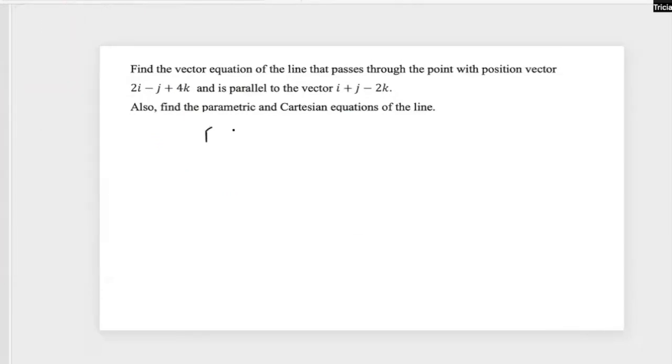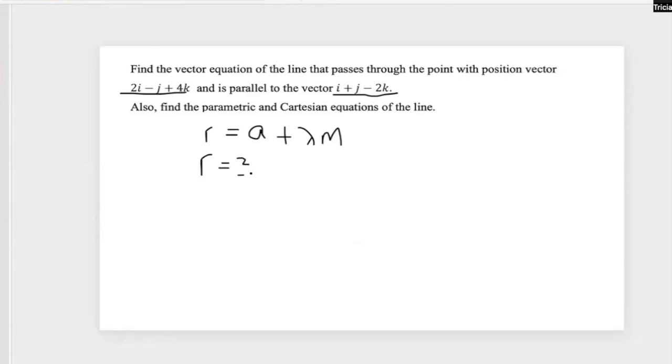Now, the vector equation of a line is r equal a plus lambda m, where a represents the position vector and m represents the vector that it's parallel to. So the position vector that we have here will go in terms of a, and I'm going to write it in column form, but we can also have it in algebraic form. So therefore, we have a, which is the position vector.